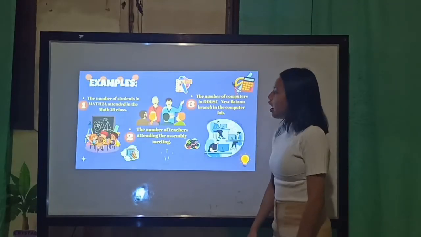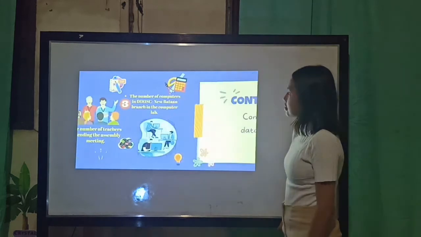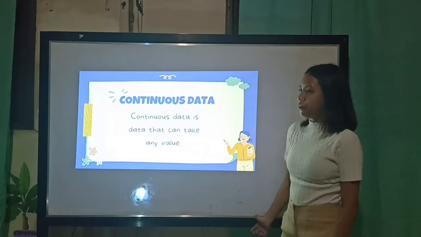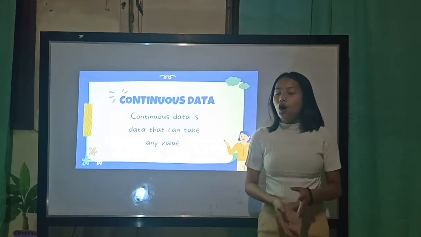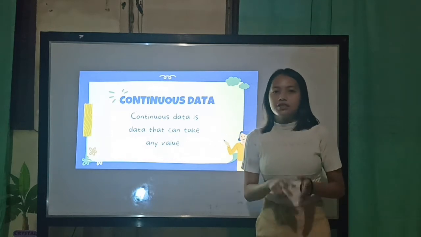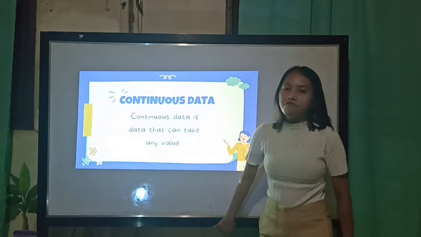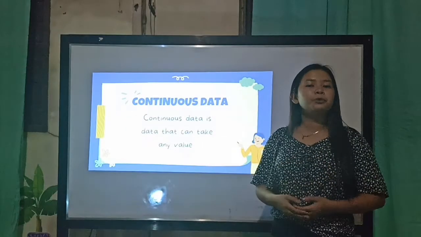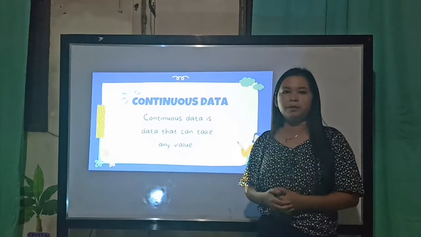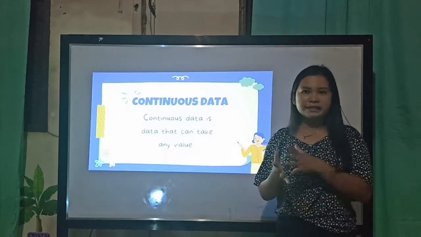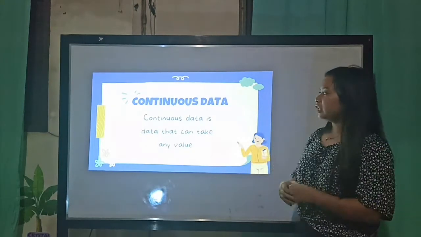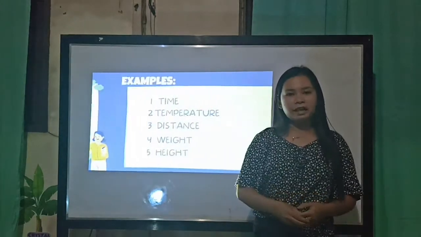So, the second type of quantitative data is continuous data. Continuous data is data that can take any value. It is the opposite of discrete data. Discrete data is finite and continuous data is infinite. Continuous data can be broken down into fractions and decimals. Continuous data are measured, we can measure them, such as height. So now let us proceed to examples of continuous data.